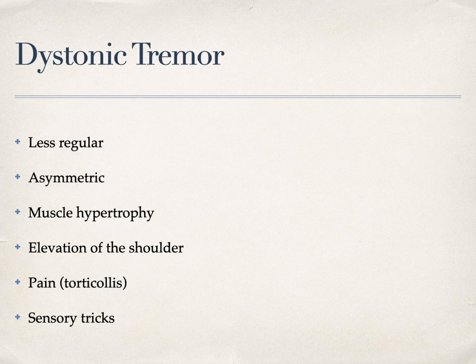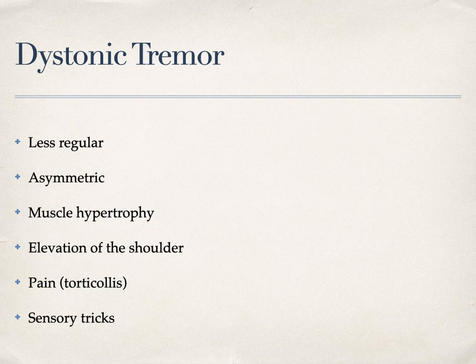What do we mean by dystonia? Dystonia is often a patterned movement that is twisting or writhing around an axis. It's less regular than tremor. It's often asymmetric, unlike essential tremor, and there's often an associated muscle hypertrophy.